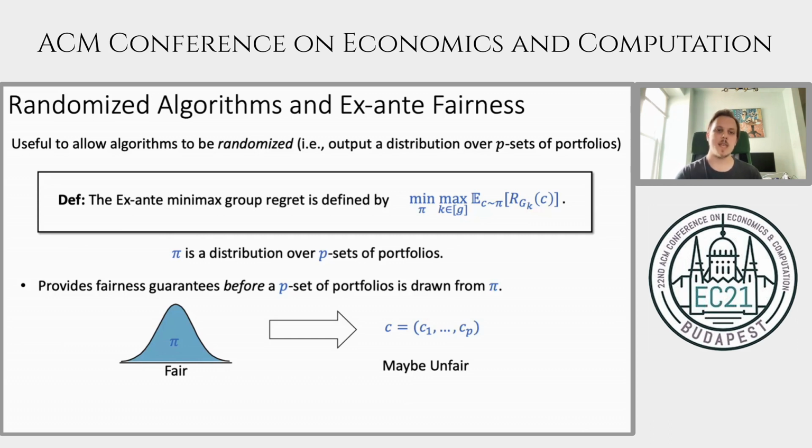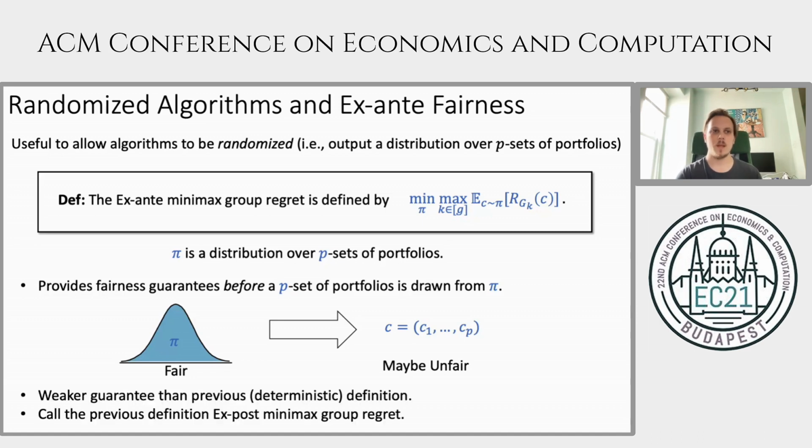Okay, and so the way we're thinking about this is that it guarantees that the algorithm itself is not systematically treating any group unfairly, but when it comes time to actually flip the coins and generate one of these specific sets of products, some groups might get unlucky. Okay, so just to distinguish this from the previous definition, we'll call the previous one ex post minimax group regret.